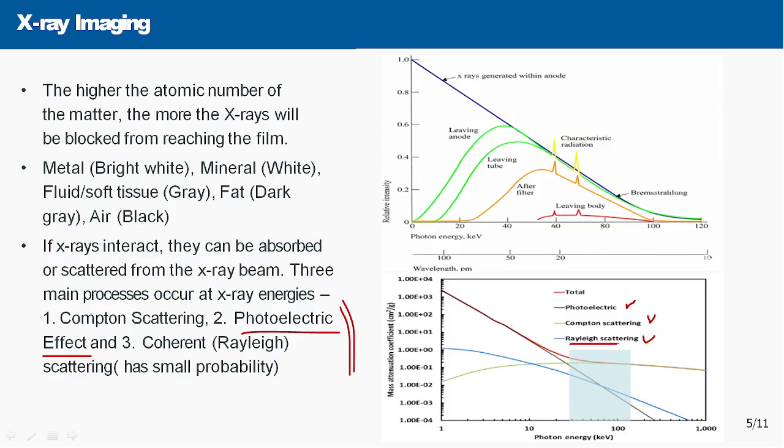So Rayleigh scattering is significantly less in this blue color line, so we are not considering this. Basically these two, photoelectric and Compton, they are falling in this region. So they are basically affecting the image quality.